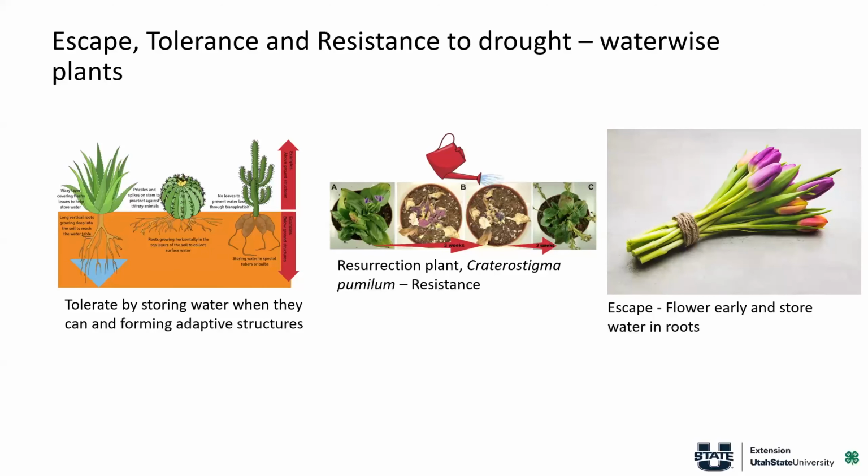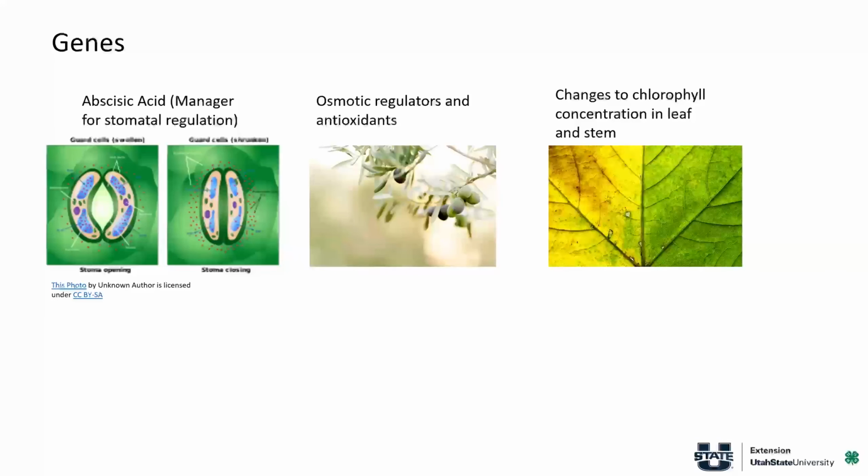And those phenomena are usually governed by genes. So the genes may produce abscisic acid. Abscisic acid is usually a stress hormone, and it reduces transpiration loss by closing the stomata. There are osmotic regulators and antioxidants. So these are the molecules, antioxidants and osmotic regulators.